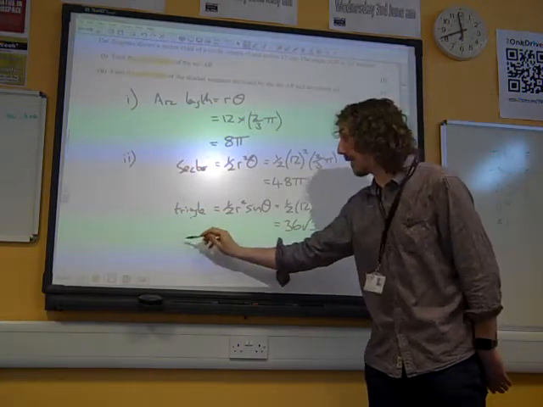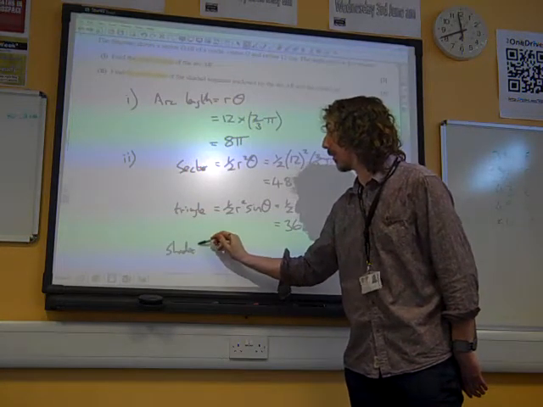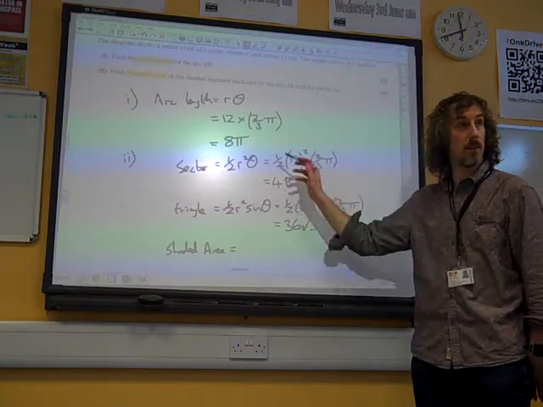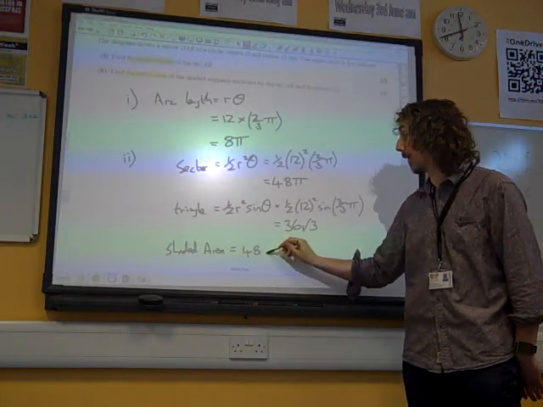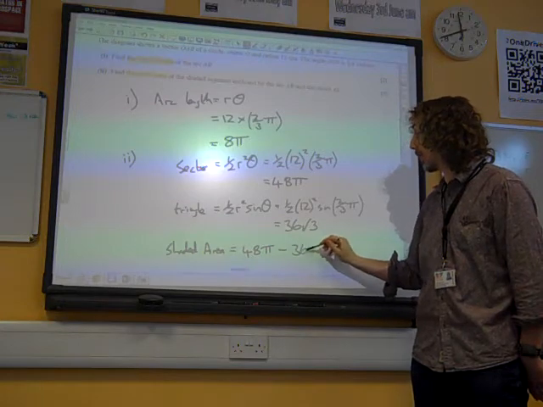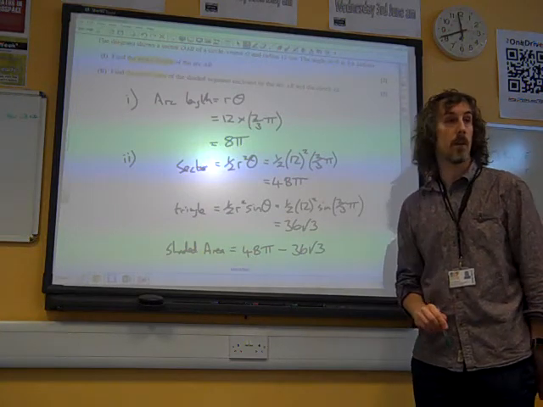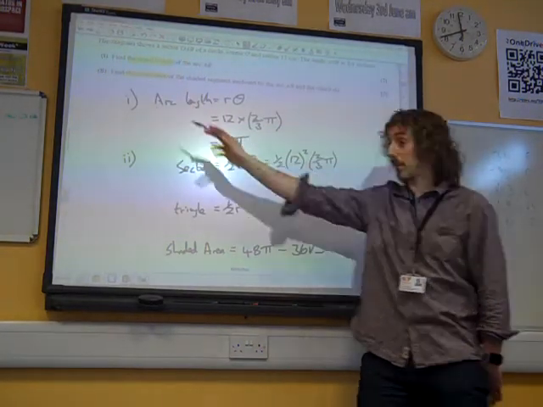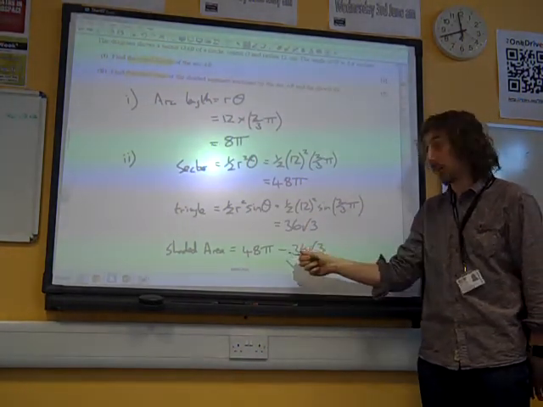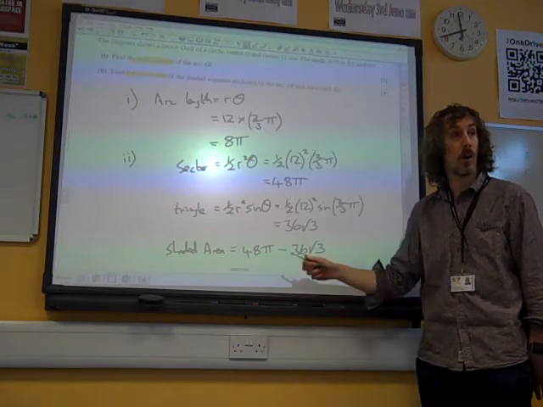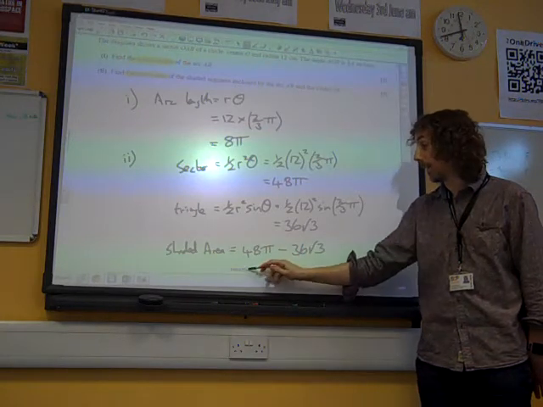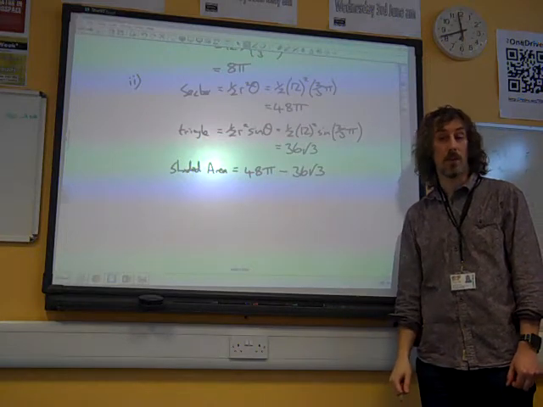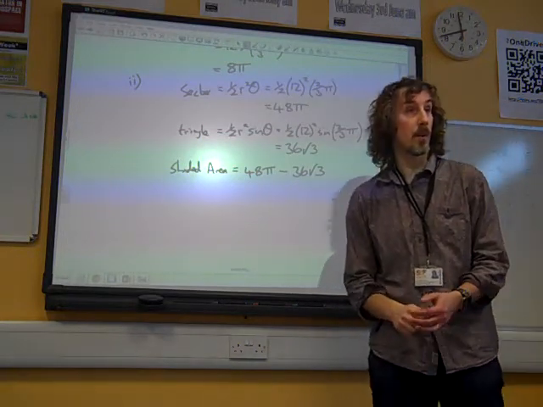And so the shaded area that we want is what we get if we take the bigger area, the sector, 48 pi, and we subtract 36 root 3. And the question said, find the exact area. So if you've got that, that's your answer. Leave it like that. You can't combine that in any way. If you then write that as a decimal, then you lose the mark for it.